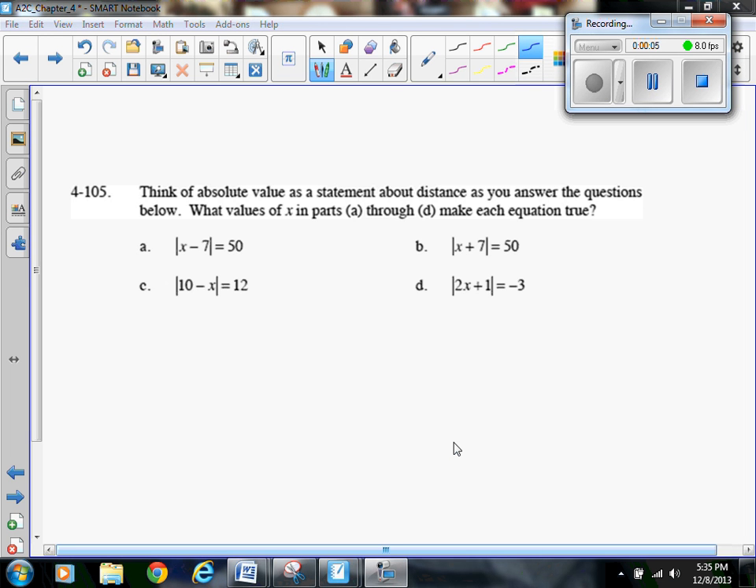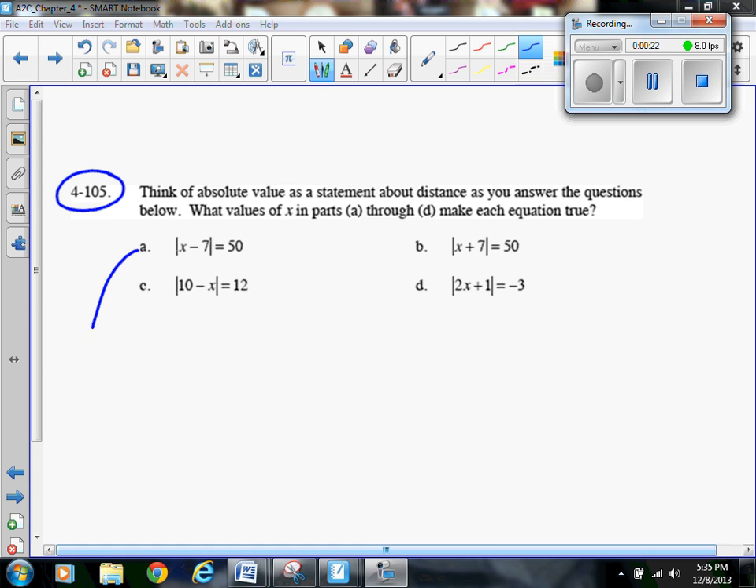This is CP Algebra 2. If you're solving equations that have absolute values in them, some people struggle a little bit with this. Something we did briefly in Algebra 1. But if you have questions, here's how 105 works.